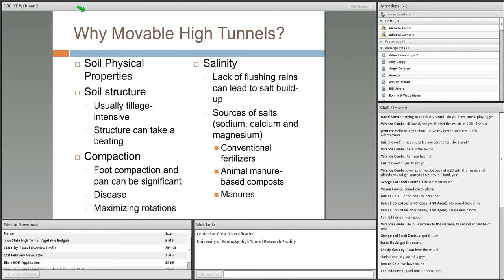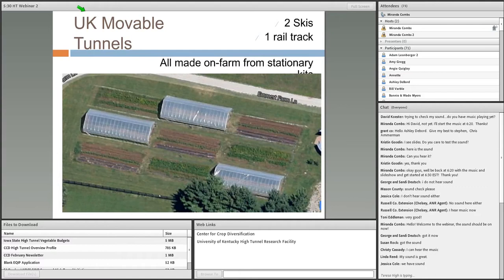Today we're going to talk mostly about our story at the UK High Tunnel Research Facility on Horticulture Research Farm. We have a replicated field study here where we've got three movable high tunnels as well as three stationary tunnels. What we decided to do was to try to build three movable structures, 30 by 72, the way that a grower would do it. So how would you buy a stationary kit and make it move, using different techniques that growers around the country are using to make their tunnels move, as well as some commercial models.